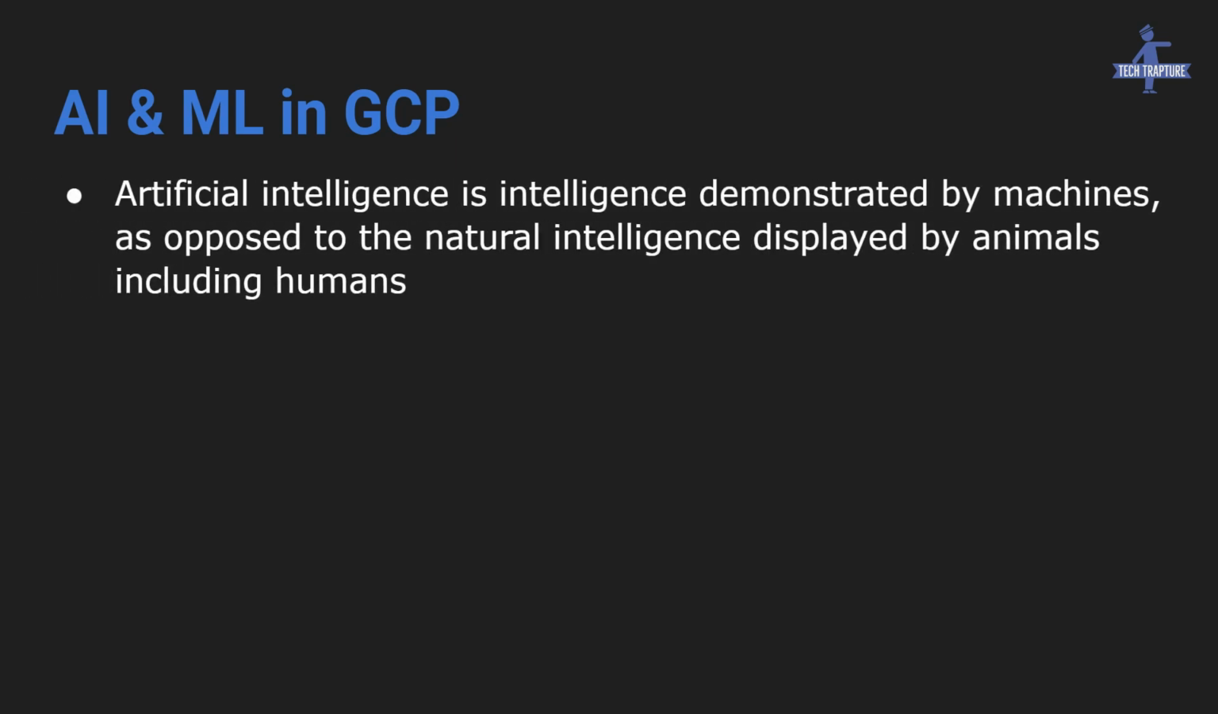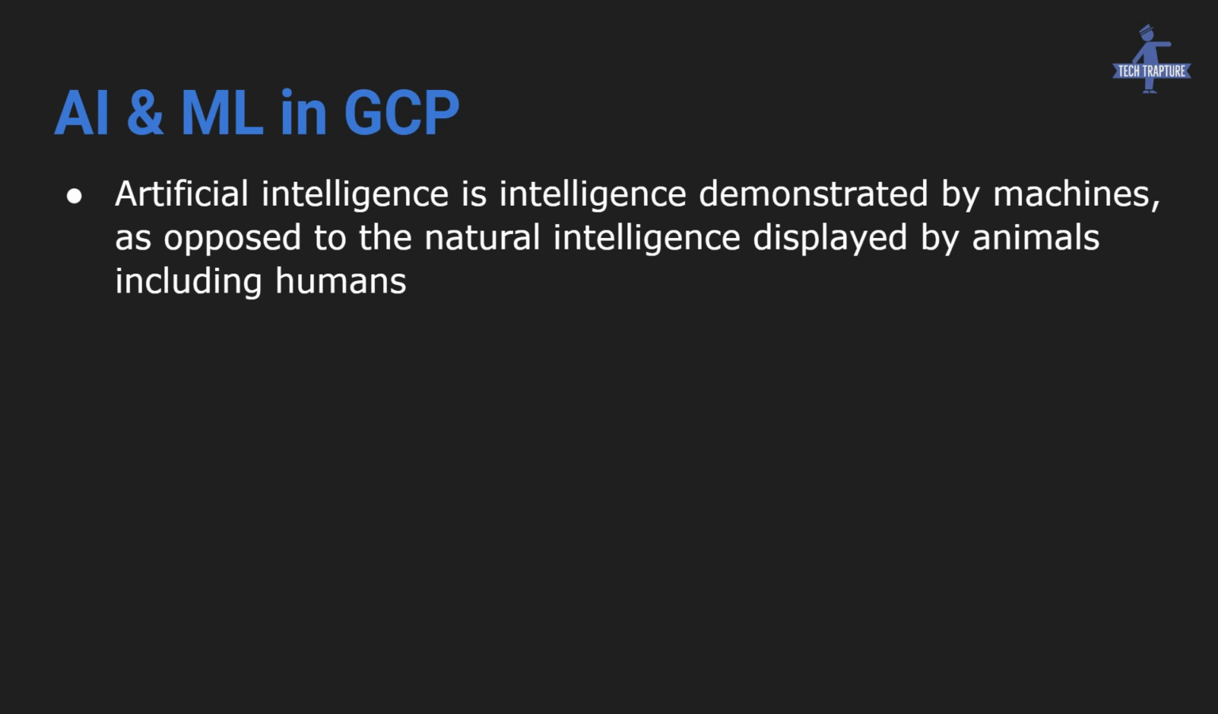Now I'll just move to the next slide and we'll see what AI and ML are in GCP. So AI stands for artificial intelligence, ML stands for machine learning. I'm just telling you in case anyone is not aware or is just learning the basics. So what is AI? This is artificial intelligence demonstrated by machines, not by animals or humans.